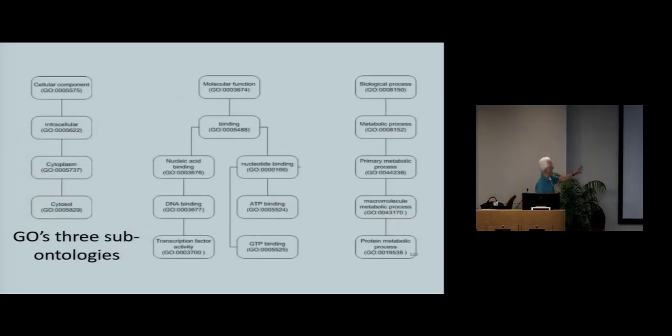So this is the gene ontology. The gene ontology is made of 3 sub-ontologies. One is for cell parts, one is for molecular functions, and one is for biological processes. So biological processes are things like cell division. Molecular functions are things like when one protein binds to another protein. And cellular components are things like nucleus, membrane, and so forth.